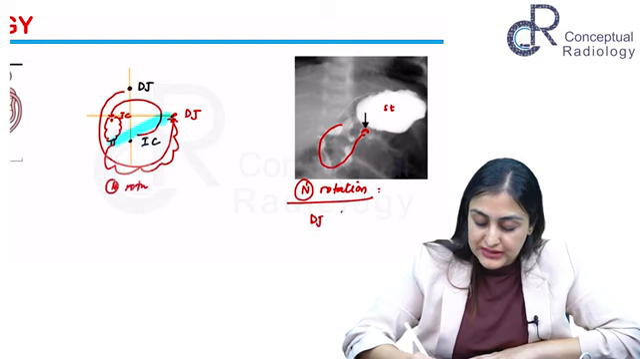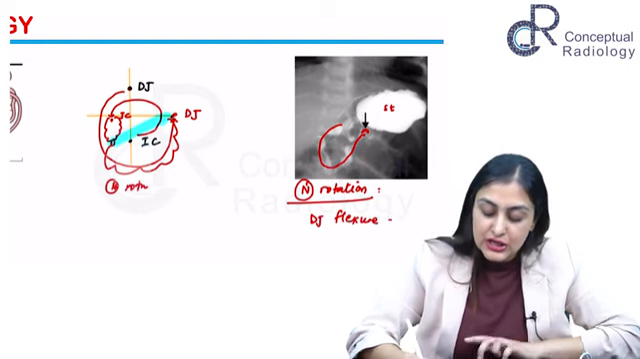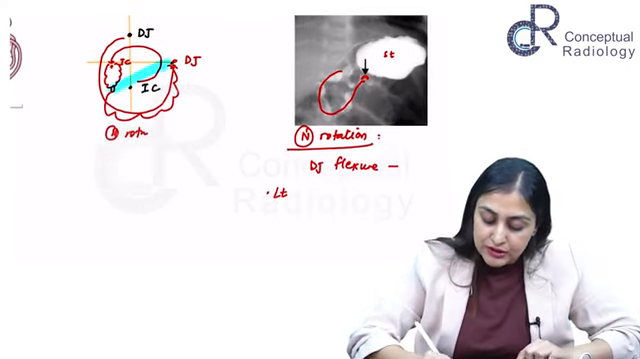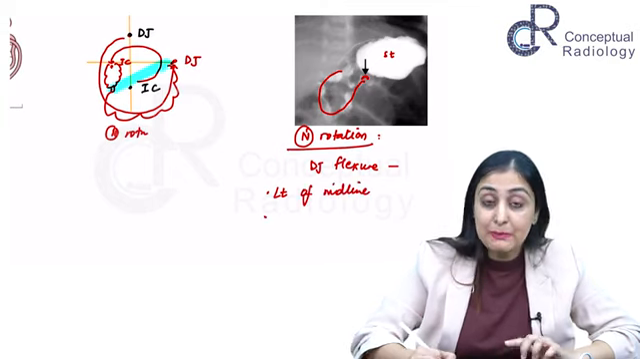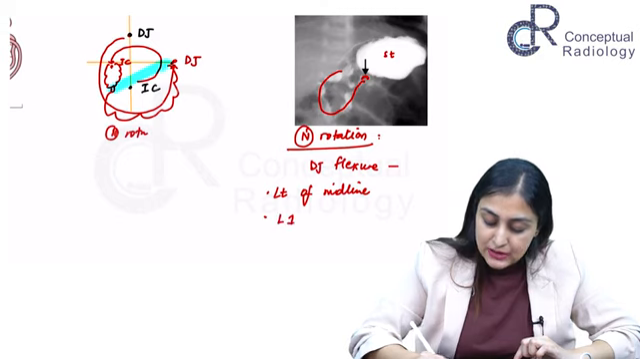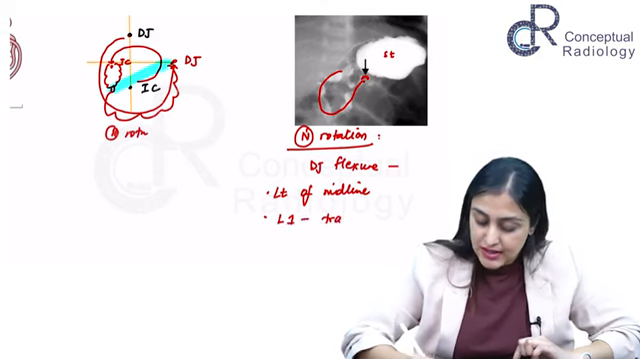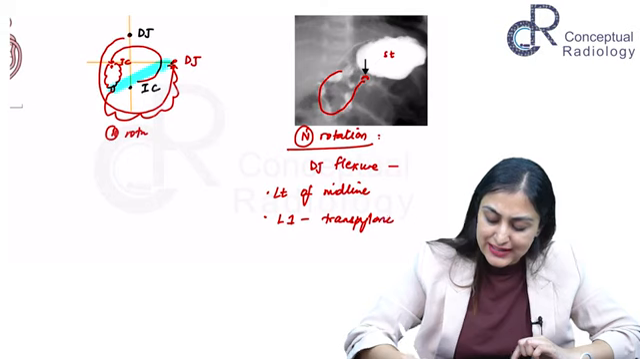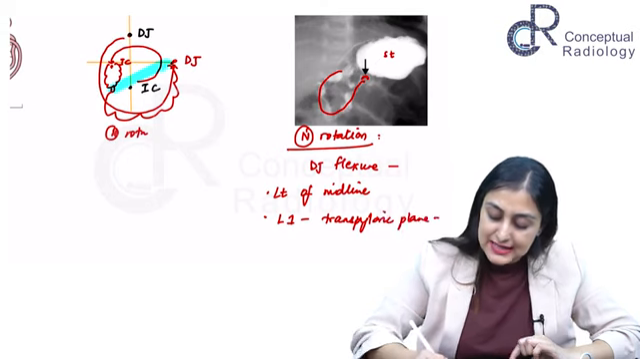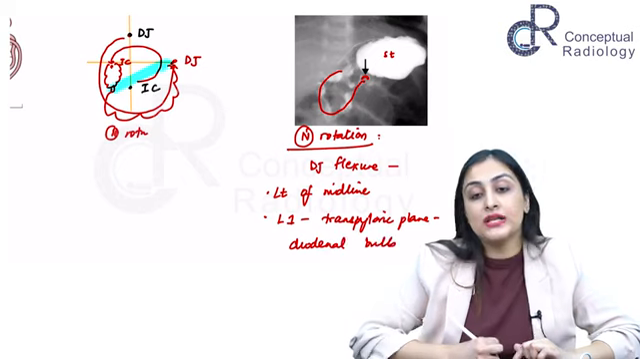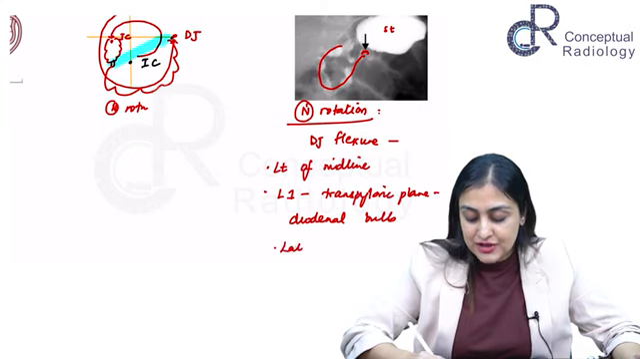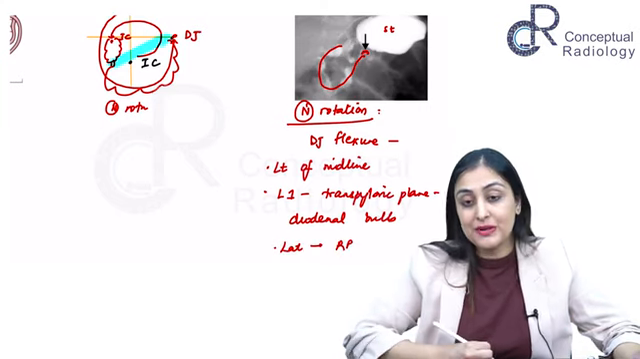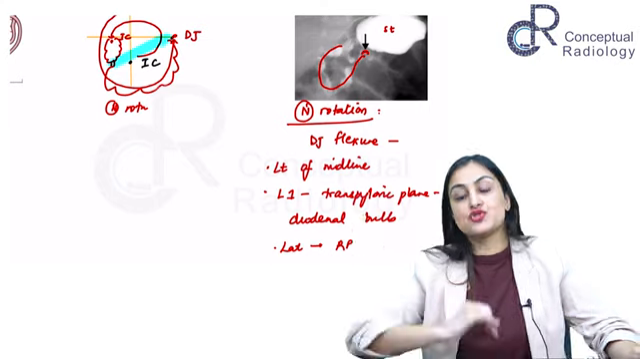The normal DJ flexure, very, very important, should be, one, on the left of the midline. Second, it should be placed at the same level of L1, which is the transpyloric plane where the pylorus lies, and it's the same plane as the duodenal bulb, which is D1. So all of these should be in the same plane. And if you take a lateral view, this should be in the retroperitoneum, lying posteriorly.